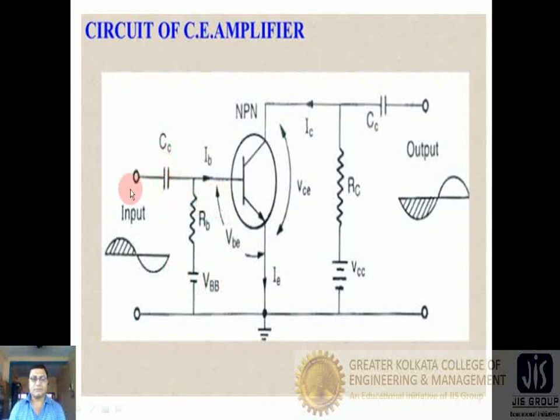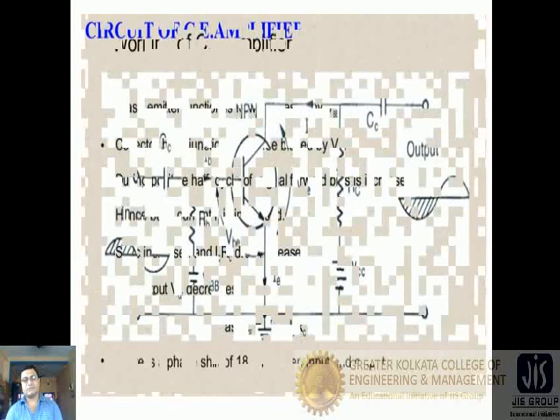This capacitor blocks the DC input from the input source and only allows the AC input to the base. This is the base capacitor, which allows only the AC signal to the base, and depending upon this AC signal, the output of the transistor is produced. So it is one of the simplest forms of the common emitter amplifier, which is used for amplification purposes.